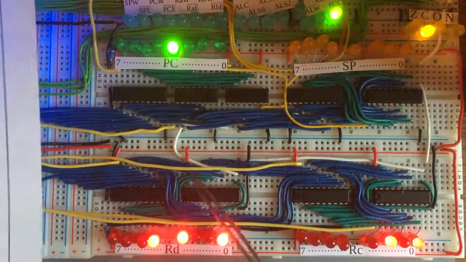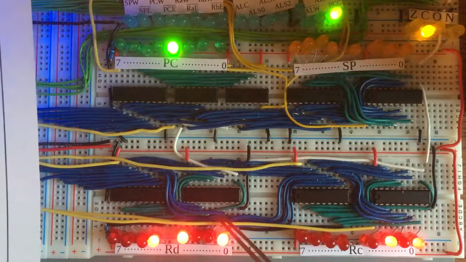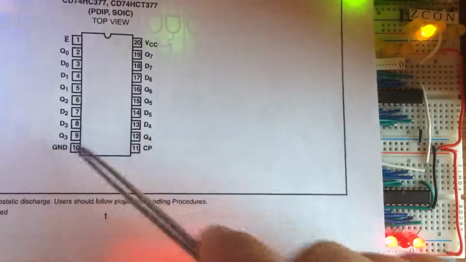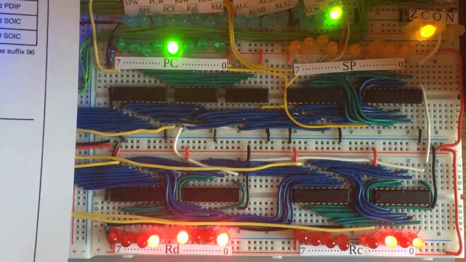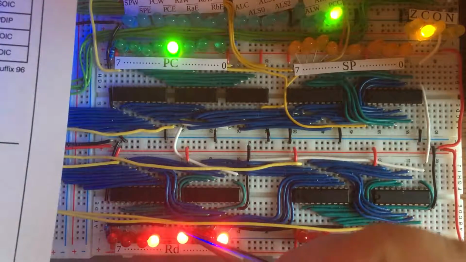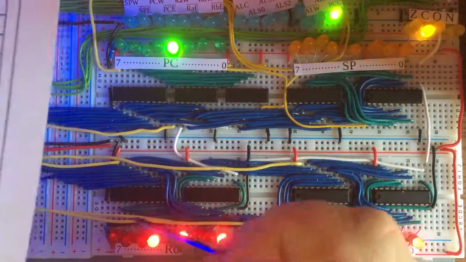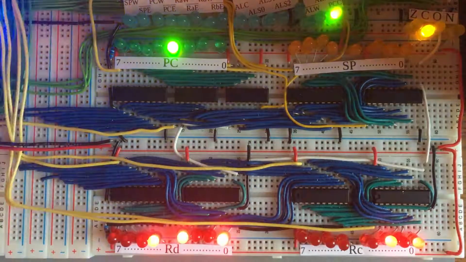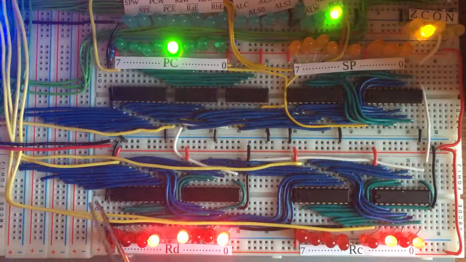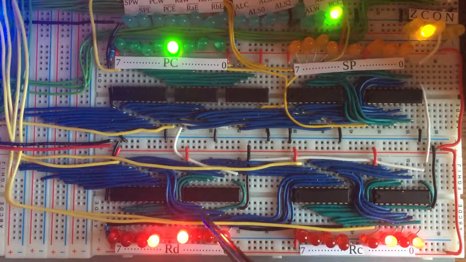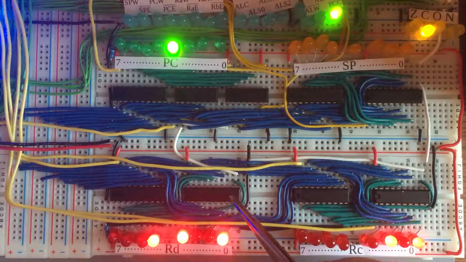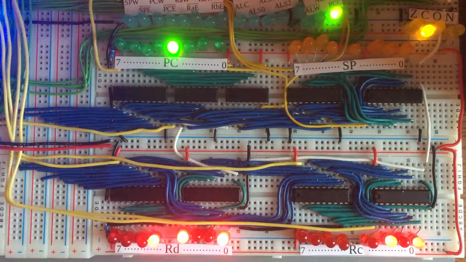And that's these blue wires, which are coming in straight from the bus. They're connected to all of the D pins on the 377. And if the enable signal, which is actually this yellow wire down here, which runs up to the control logic, is enabled, then whatever values are coming in from the bus on these blue wires will get set into the 8 single-bit latches inside of that chip.